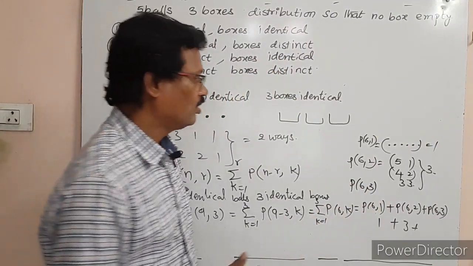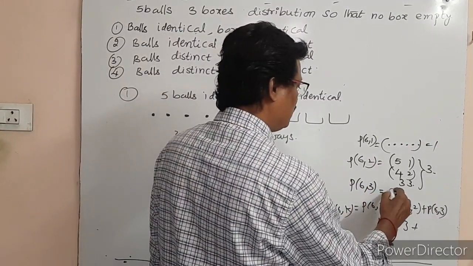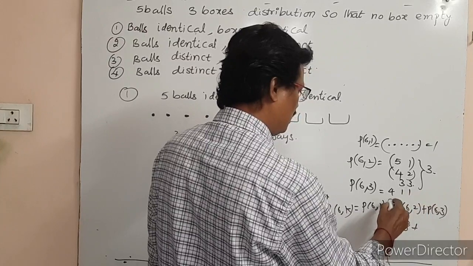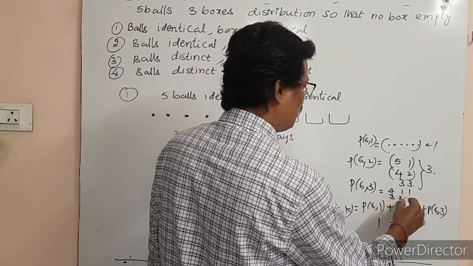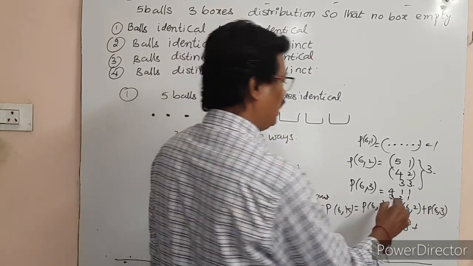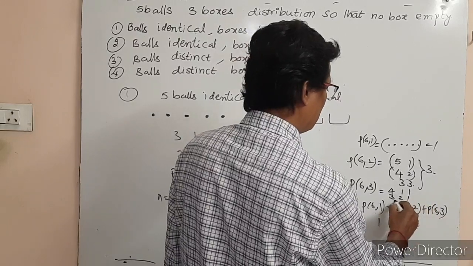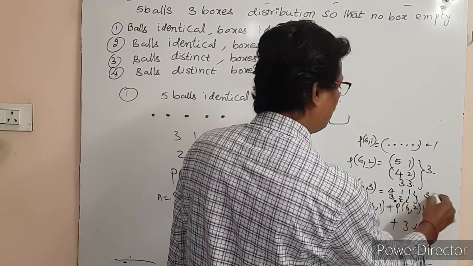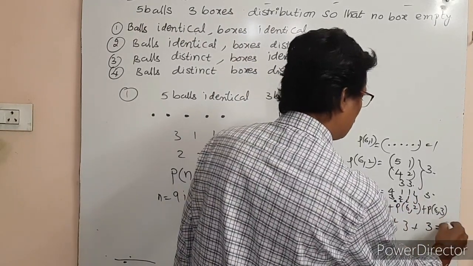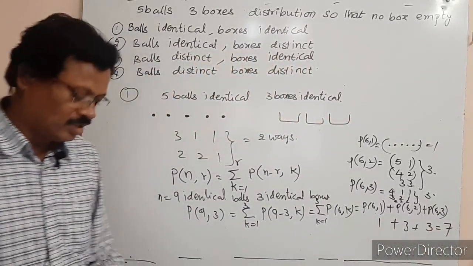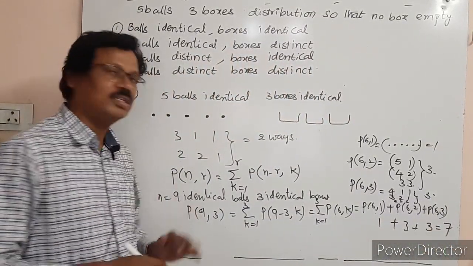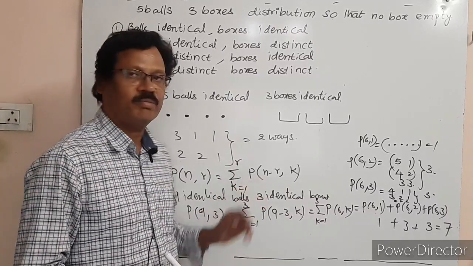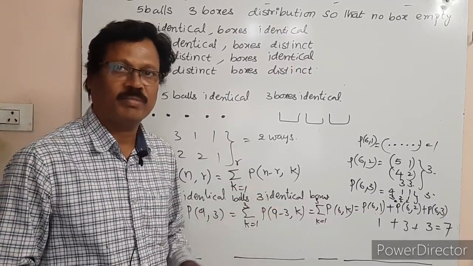Now what about 6 balls into 3 partitions? 3 partitions means this is 4, 1, 1, 3, 2, 1, and next 2, 2, 1. Therefore again 3 partitions. This is also 3. Total 7 ways we got. Suppose if n is a large number, we can apply this formula. This is the partition formula.